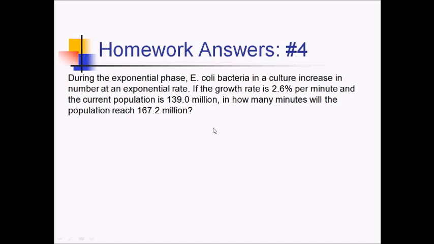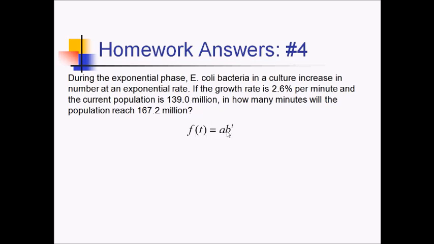All right, so for my general setup, since I'm just doing a growth rate of 2.6% per minute, I don't need anything special. I'm just going to use my AB to the T formula here. For my target amount, my F of T, that's this 167.2 million. For my A value, my initial amount, that's the 139 million. And I'm just going to write all of this without the millions, because we're using millions in both places, so it'll take care of itself in terms of canceling those out.